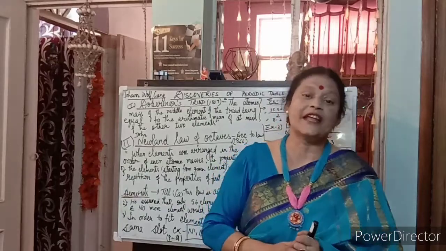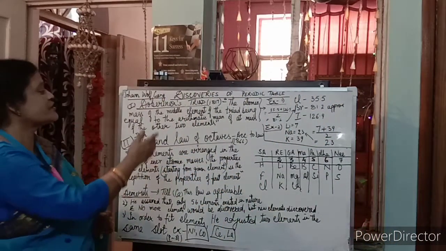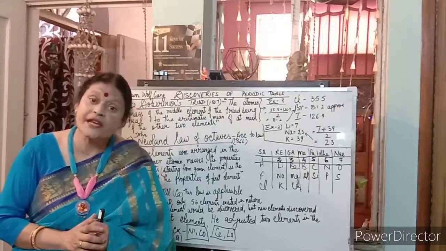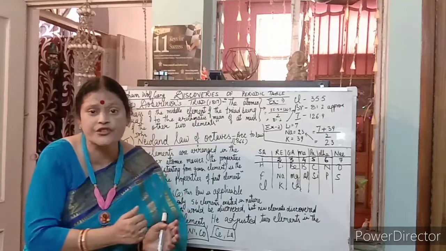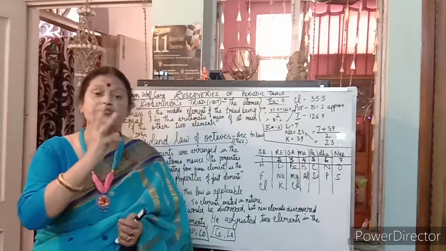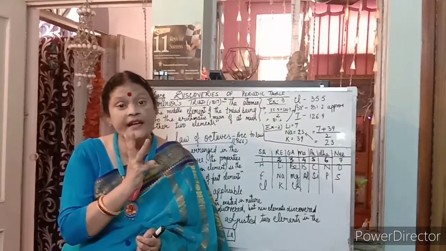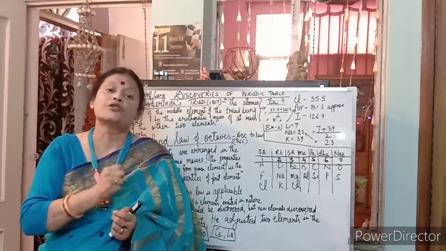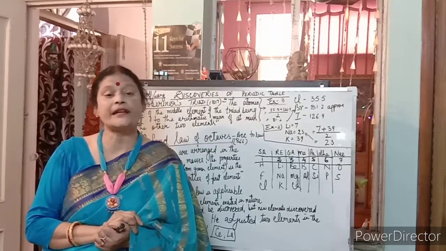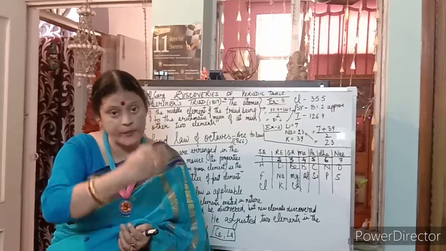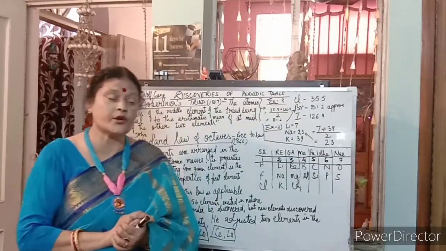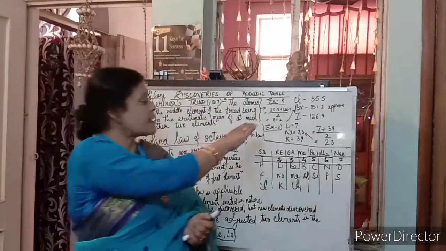The first scientist's name is Johann Wolfgang Dobereiner. He was a scientist in 1817. He was German. He first laid the foundation of the periodic table by discovering the triads. Triads means 3 elements. He used 3 elements to discover the grouping of elements. Grouping according to their characteristics, according to the properties, according to the atomic masses. Clear? What Dobereiner did, he arranged some of the elements.